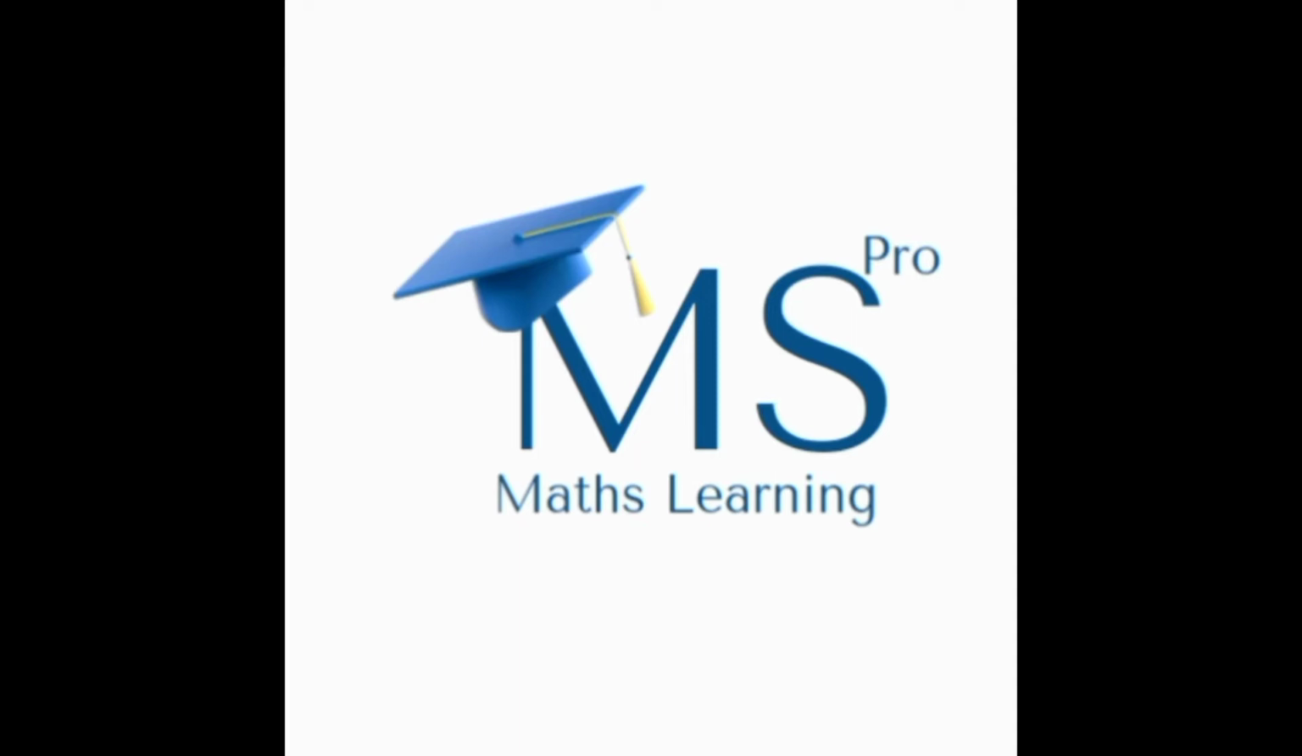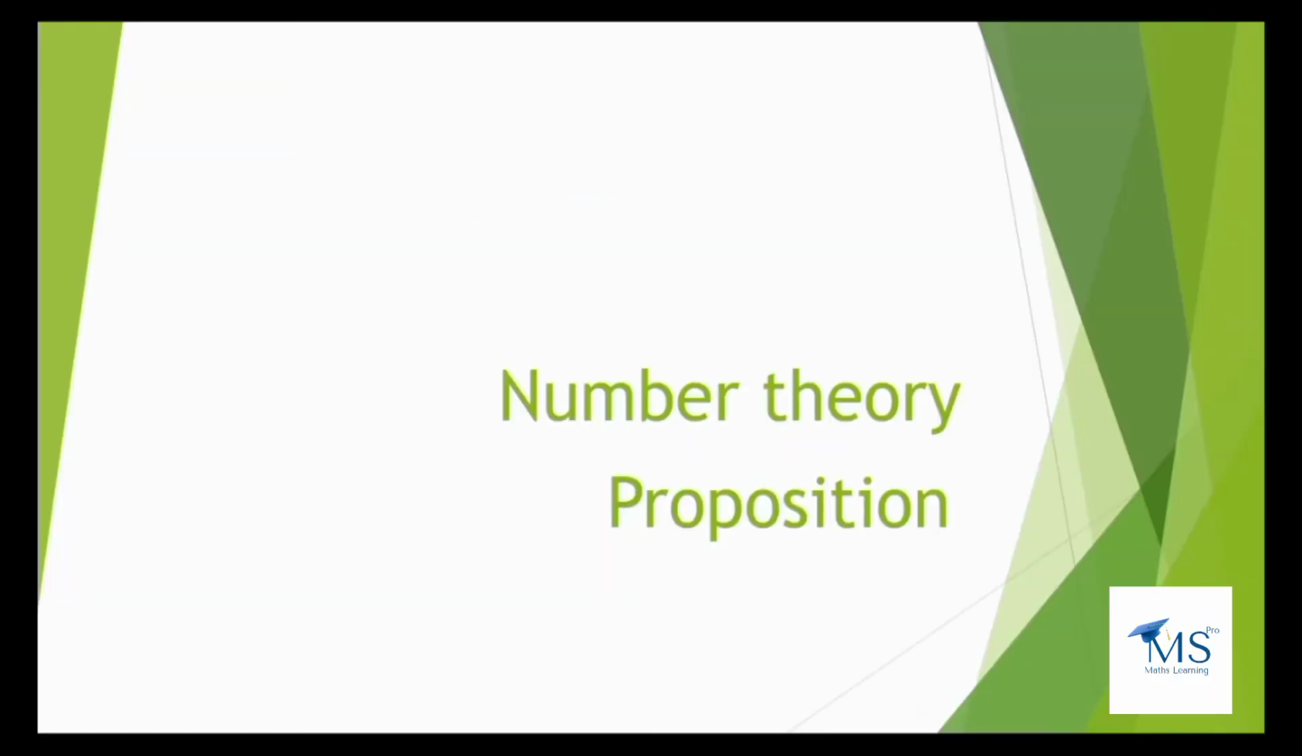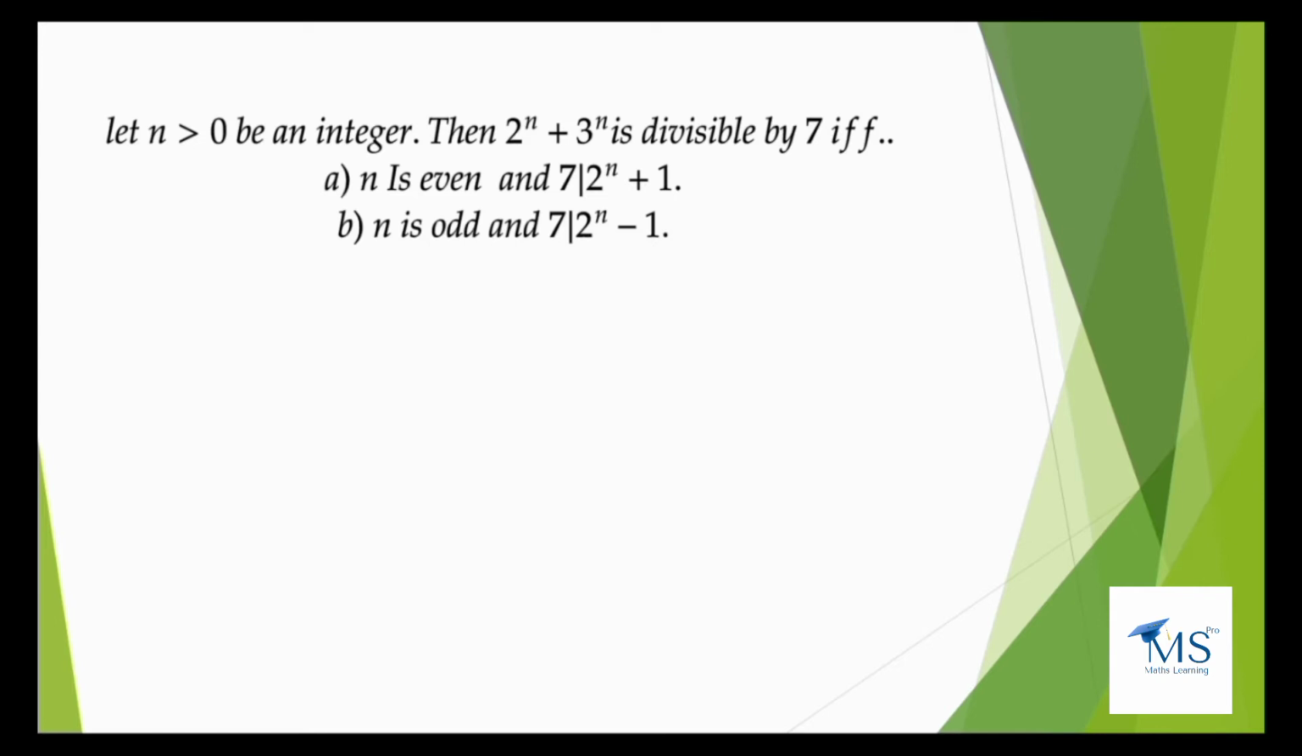So here we have a nice number theory proposition and we have to prove it. We are given that n is a positive integer and 2 raised to the power n plus 3 raised to the power n is divisible by 7 if and only if n is even, then 7 must divide 2 raised to the power n plus 1, and if n is odd, then 7 must divide 2 raised to the power n minus 1.